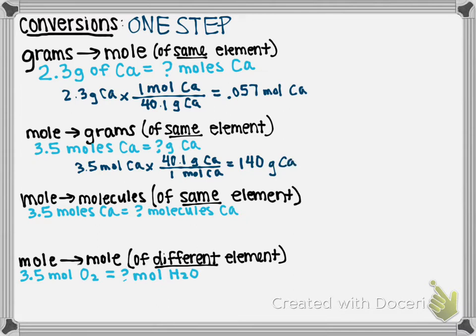If we're going moles to molecules, and this is of the same element, you again start by writing what you're given. This one is 3.5 moles of Ca. Set up your conversion. If moles of Ca is what you're given, that's what has to go diagonal, so mole Ca would have to go on the bottom. And we're trying to get to molecules, and the conversion that you know is 1 mole equals 6.02 times 10 to the 23rd molecules.